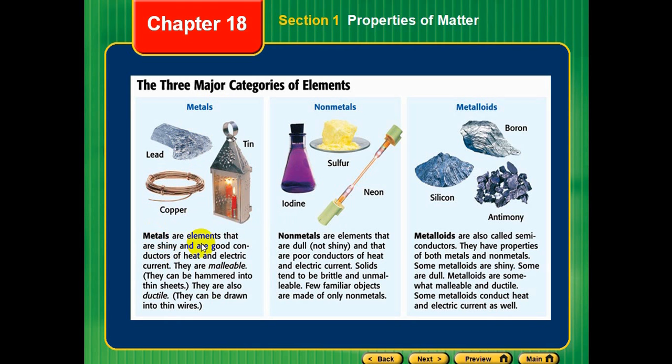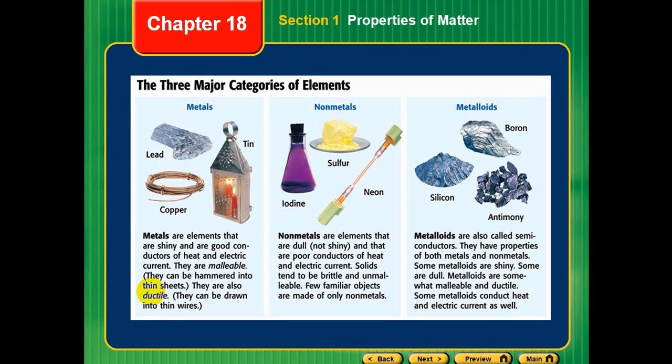Metals are elements that are shiny. They are good conductors. They conduct the heat. They conduct the electricity. They are malleable, or they can be hammered, or they can be bent easily. They are also ductile, or they can be drawn into thin wires. We use metals to make wires.